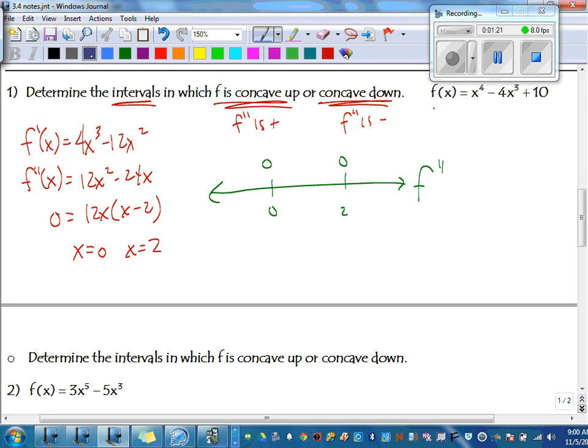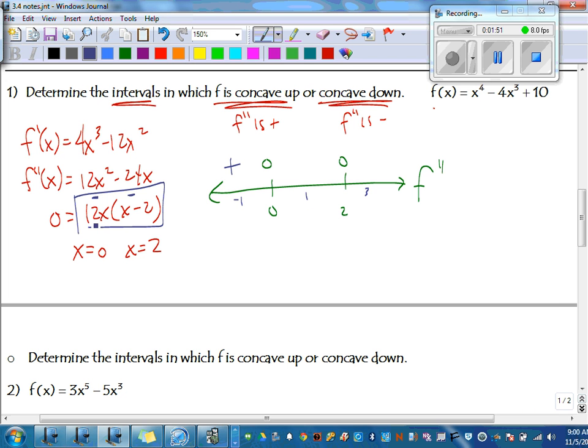Now we want to figure out what's happening on the intervals between and to the left and right of those numbers. So I'm going to put in negative 1, 1, and 3. Plug those into my second derivative. Figure out if the second derivative is positive or negative at those points. So negative 1, if I put that in here, this is going to be negative out in front. 12 times negative 1 is negative 12. Put negative 1 in here, that's going to give us a negative 3. Negative times negative gives us a positive answer.